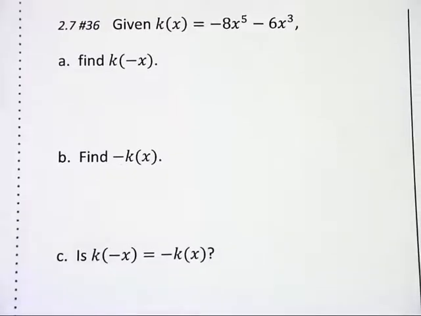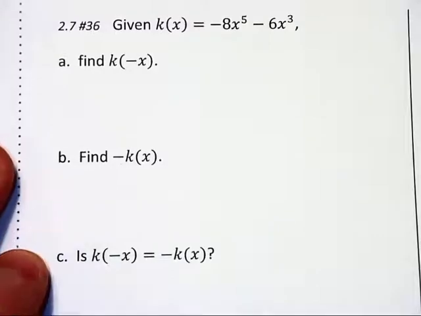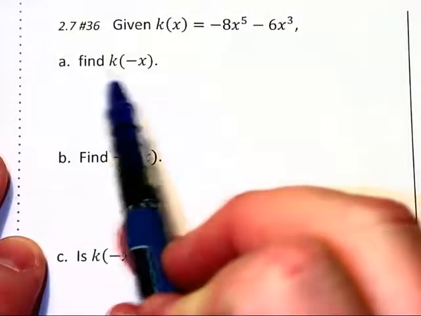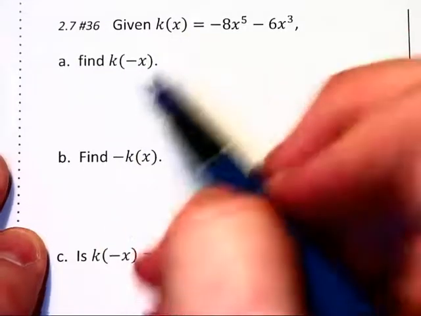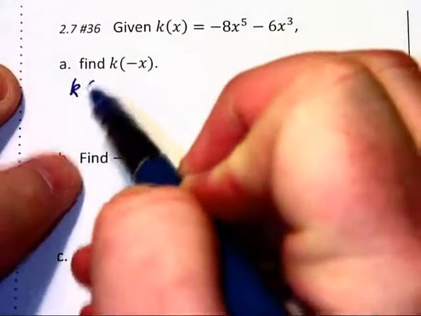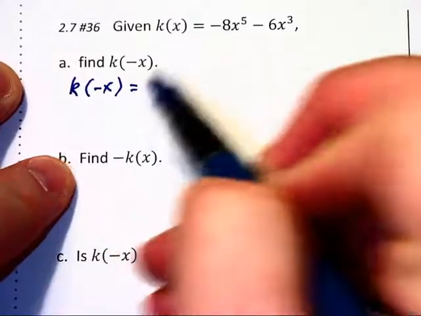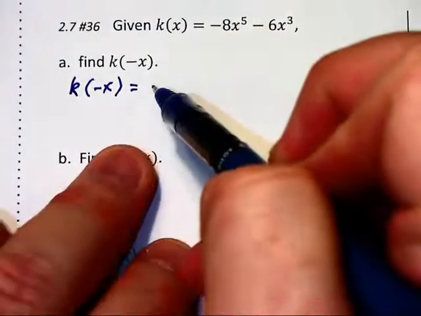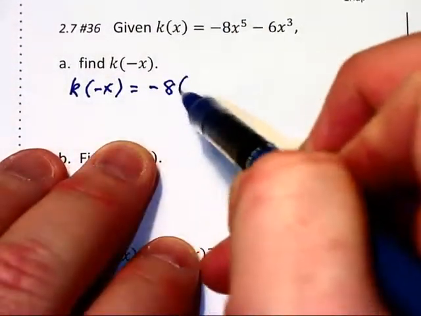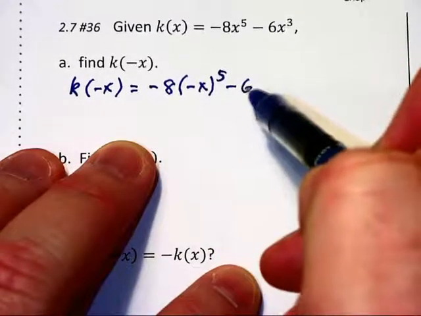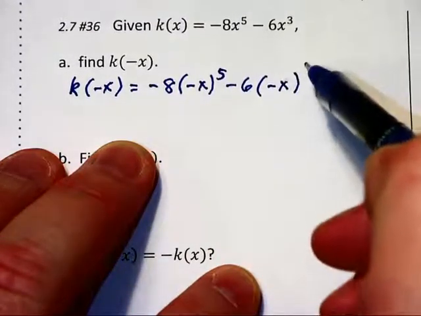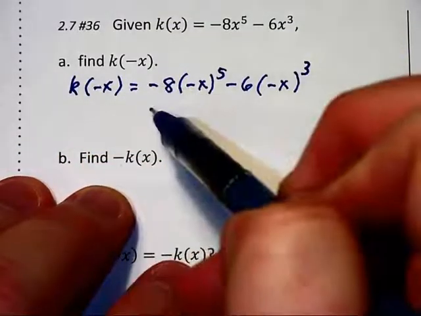Now let's turn our attention to an algebraic way of looking at the evenness or oddness of a function. We begin by evaluating k of negative x. When you substitute in a negative x, basically you're going to have some sign changes. We're going to have negative 8 times negative x to the 5th power minus 6 times negative x to the 3rd power. Now let's simplify here.